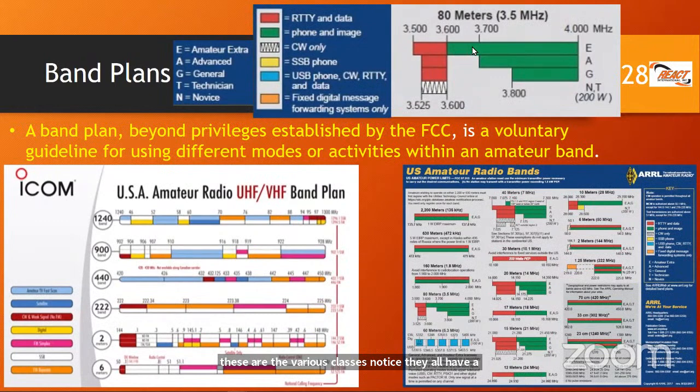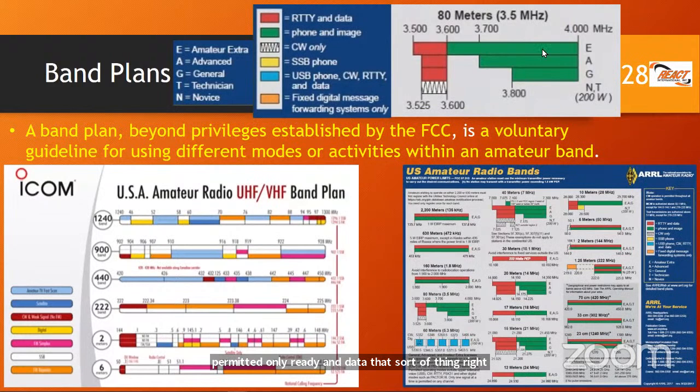Notice they all have a different range that you can use on the frequency, but even within the frequency that you can use, notice it's further divided. This red here says it's data or RTTY mode, and green here shows that it's phone and image. Remember what we said phone was? Anytime you hear phone in amateur radio, that is voice. So phone means that you can do voice here, but in this section here, you're permitted only RTTY and data, that sort of thing, right? You should not do voice here. So that's what the concept of a band plan is.